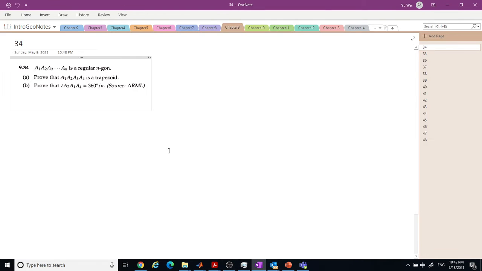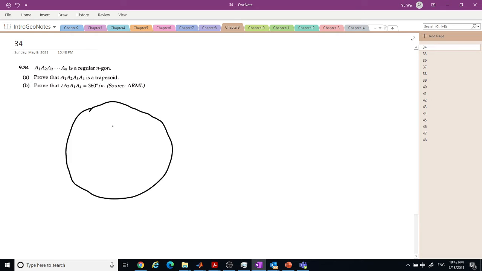Okay, so today we talk about the chapter 9 polygon challenge problem. The first one is we have a regular n-gon. We want to prove this is a trapezoid. You know the regular n-gon can be inscribed in a circle.